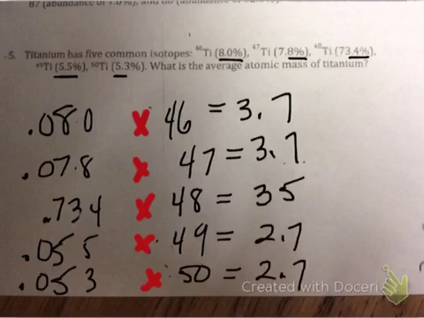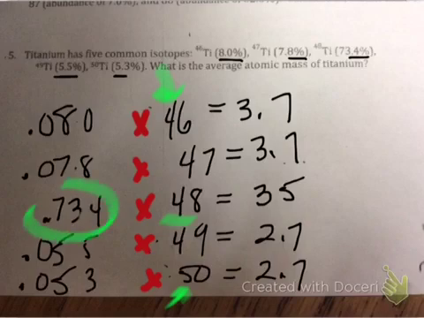Okay, so when I multiply the relative abundance by the average mass, I came up with these values: 3.7, 3.7, 35, 2.7, and 2.7. All right, now let's see what makes sense. We see that 73% of those isotopes had a mass of 48. We see the lowest mass is 46 and the highest mass is 50. So our range is 46 to 50. We have to fall in there somewhere. I'm going to predict that our average is closer to 48 than to any of those others because most of those atoms fell into that mass.